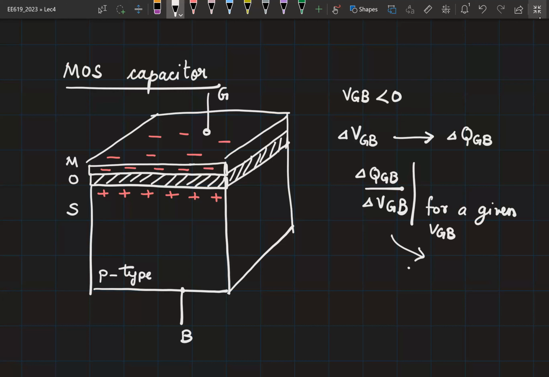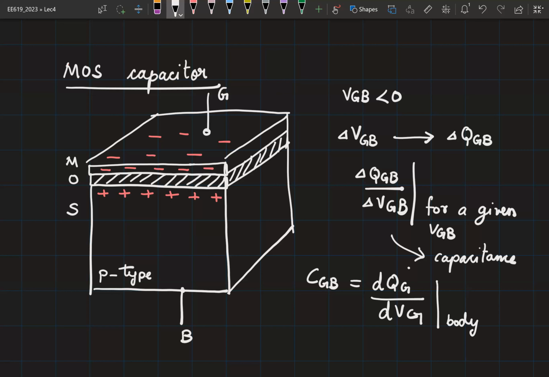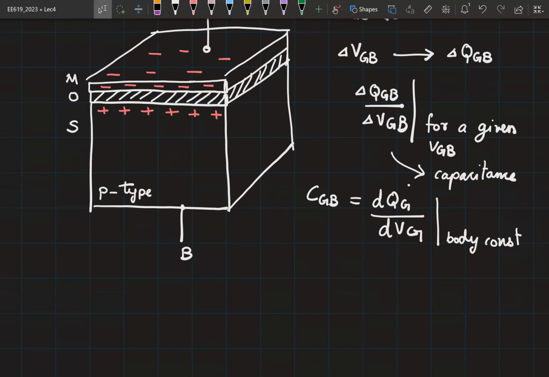Q by V. Yes, it will be some capacitance, right? And this is how we are going to define our small signal capacitance. The small signal capacitance, CGB, is now defined as dQg by dVg. That is, I make a small change in Vg, keeping the body constant. Then I observe the small change happening in the charge at the gate. This derivative will give you the capacitance CGB.